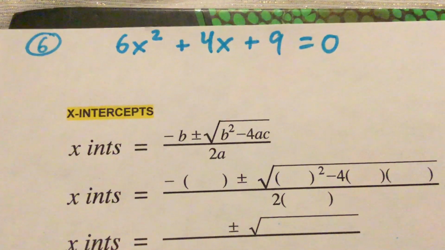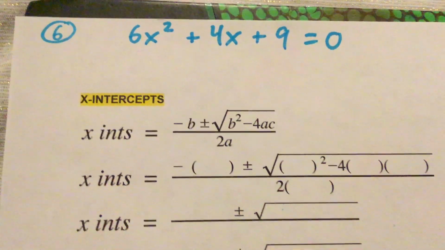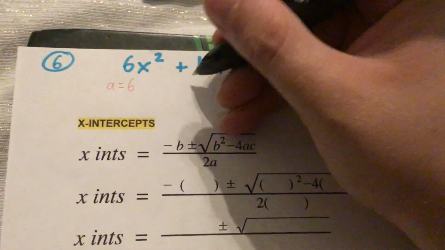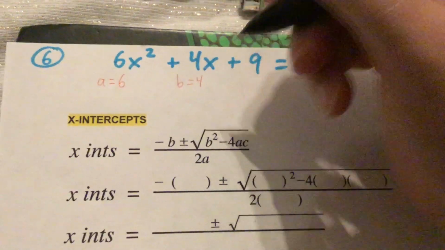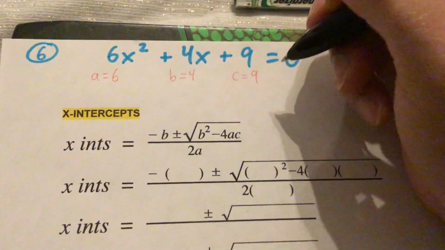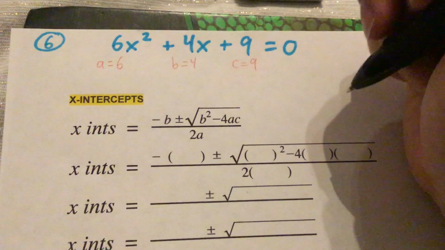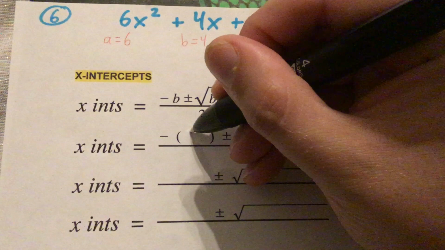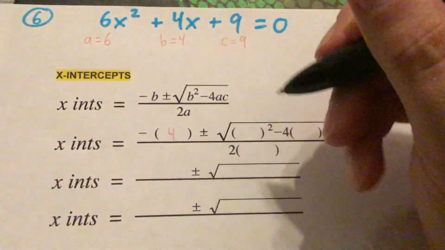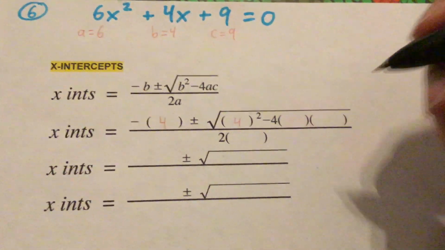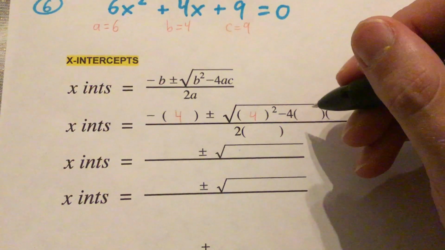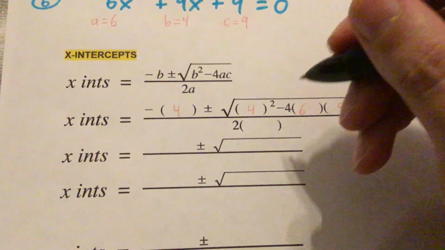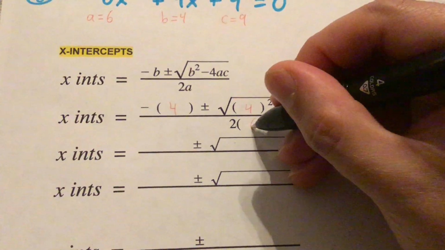6x squared plus 4x plus 9. Okay, so I saved this one for last. A equals 6, B equals 4, and C is equal to 9. Set it equal to 0. Let's plug in the quadratic formula. So we've got negative B, which is 4, plus or minus the square root of 4 squared minus 4 times A, which is 6, times C, which is 9, all that over 2 times A, which is 6.